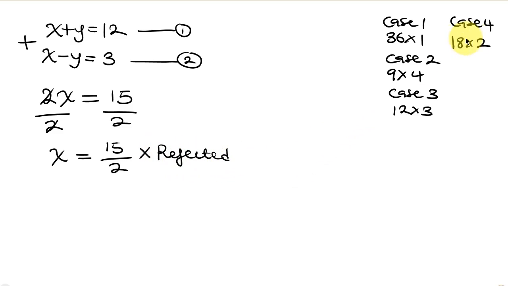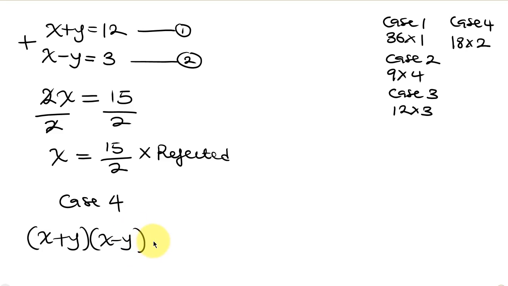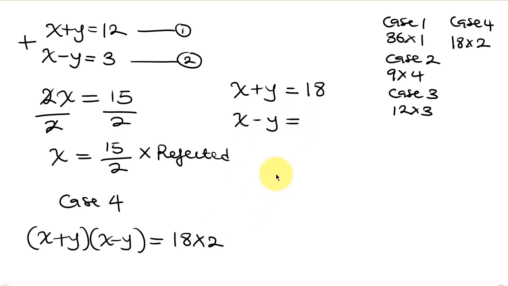Now let's go to our last case, which is case 4. For case 4, remember our original question, we have 2 factors on the left, x plus y times x minus y, equal to, for case 4, 18 times 2. Now the first factor on the left, which is x plus y, is equal to the first factor on the right, 18. And the second factor on the left, which is x minus y, is equal to the second factor on the right, 2. Let's call this equation 1 and call this equation 2.